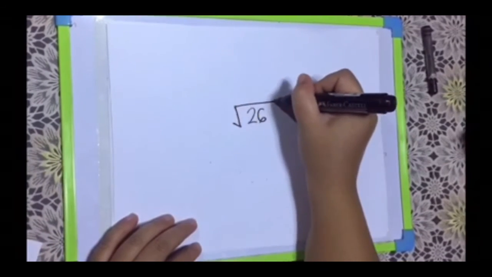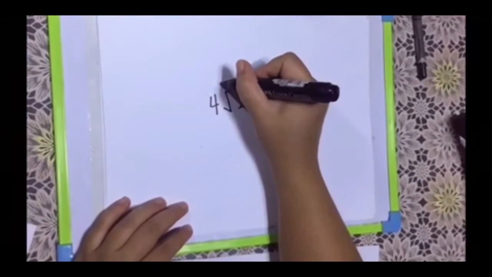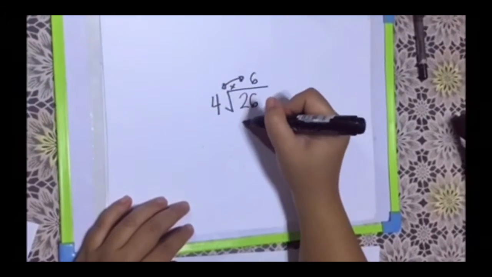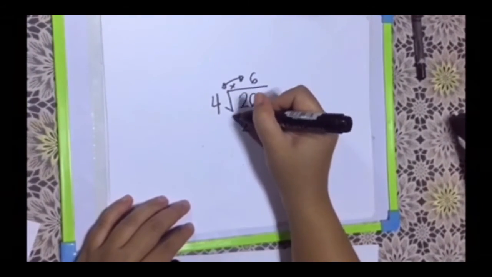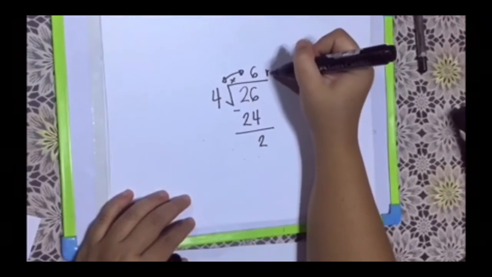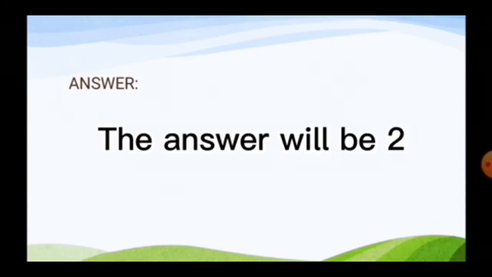For the solution, 26 divided by 4 will be 6. 6 times 4 is 24. And 26 minus 24 is equal to 2, and it has a remainder of 2. Therefore, Melody makes 6 cards. For the question D, how many cutouts of Christmas trees will Melody have left? Since the remainder is 2, the answer will be 2.